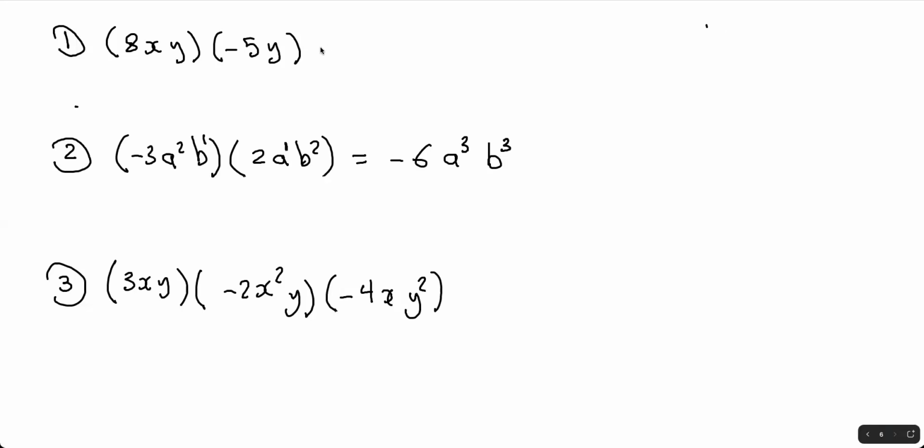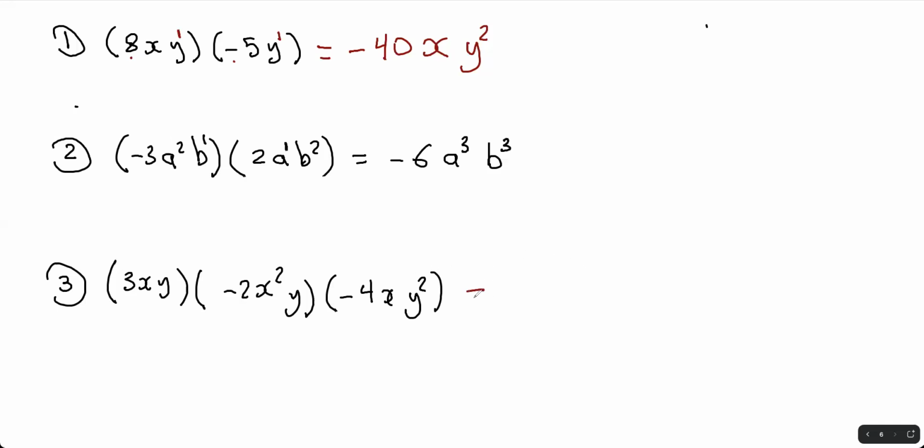The first one, you only multiply the 8 and the -5, you get -40. X, you don't have an X here, so that's just going to stay as an X. But Y times Y is Y squared. Remember, I said if there's nothing written on top of the variable, that means there's a 1, an invisible 1 that we don't write. Okay.